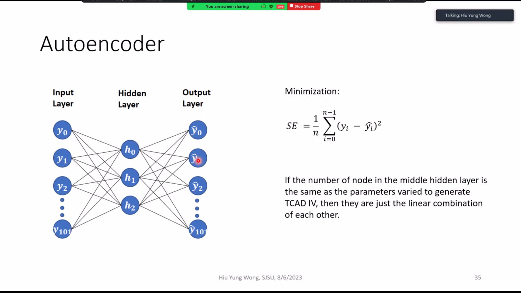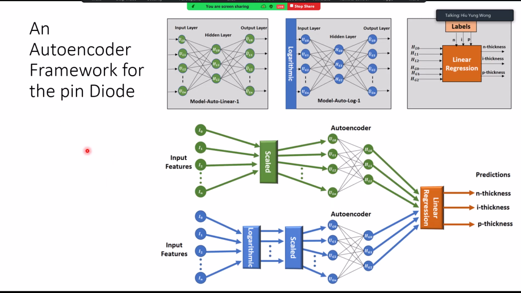And here we did not teach it anything. We just say to train the machine so that input and output are the same. Then naturally, the constricted hidden layer would have encoded all the information. And it will encode the essential information. So we do this for the PIN diode. So that's what we do.